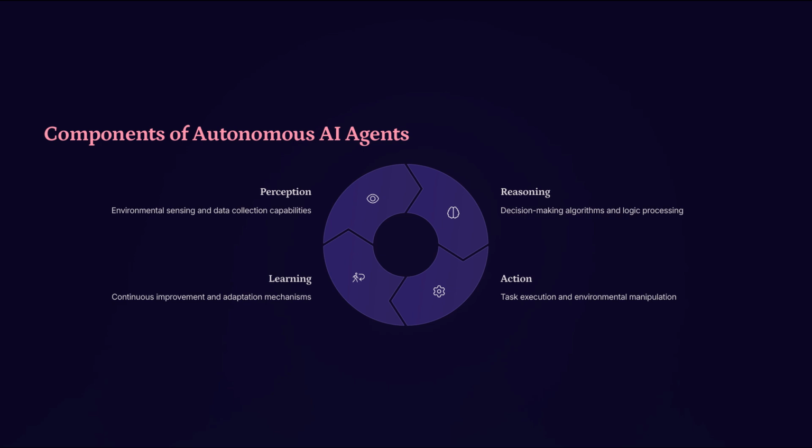Following this, action comes into play, where the agents execute tasks and manipulate their environments based on their decisions. Finally, we have learning, which ensures that these agents continuously improve and adapt to new information and experiences, making them increasingly effective over time. With this foundational understanding, we can now transition to our next topic, large language models, which have significantly transformed the field of natural language processing. Let's explore how they fit into the broader picture of AI development.